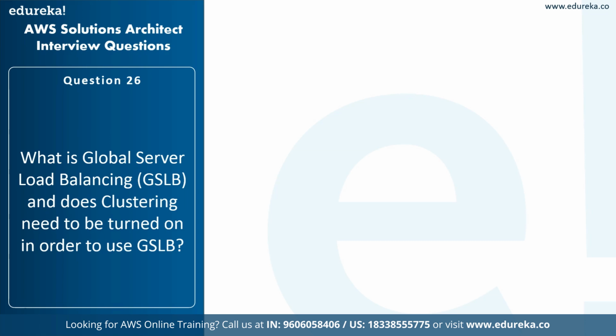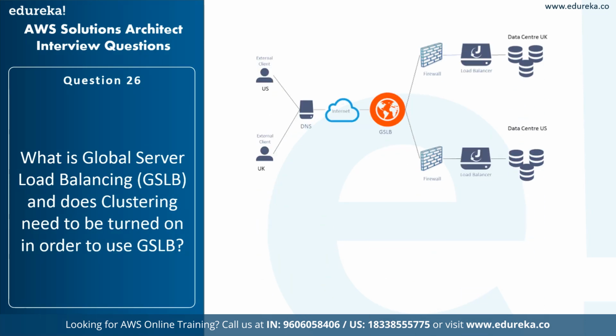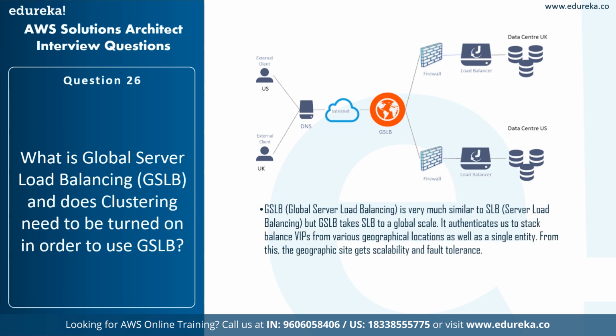Now the next question is, what is global server load balancing, and does clustering need to be turned on in order to use GSLB, or global server load balancing? GSLB is very similar to SLB, which is server load balancing. But GSLB takes SLB to a global scale. It allows us to stack balance VIPs from various geographical locations as a single entity. From this, the geographic site gets scalability and also fault tolerance.